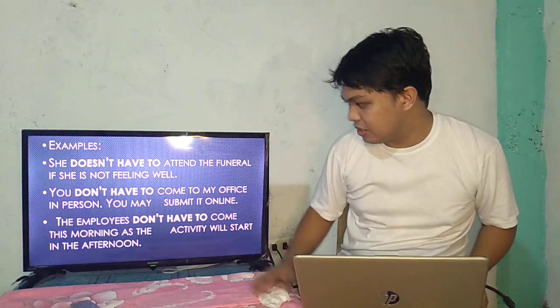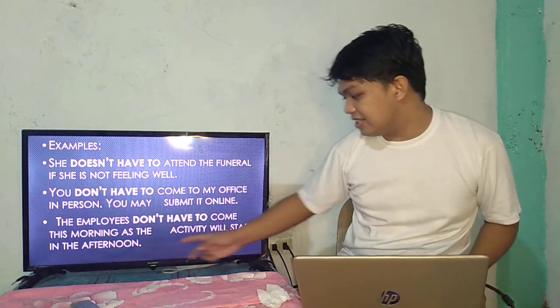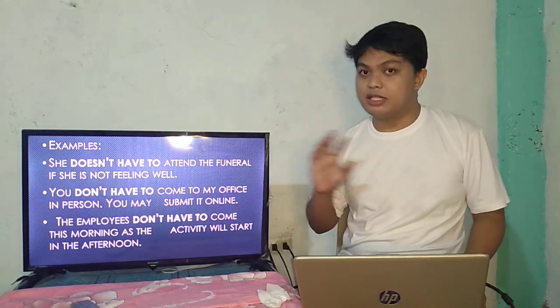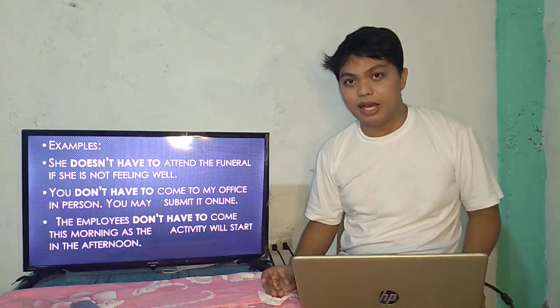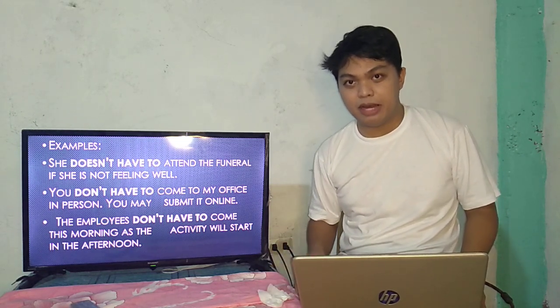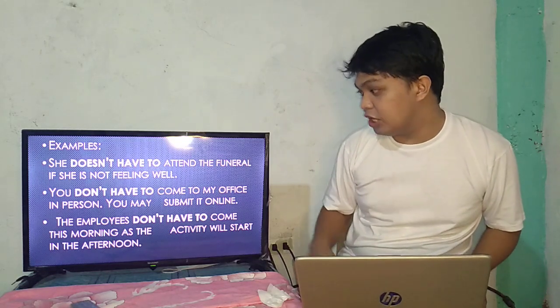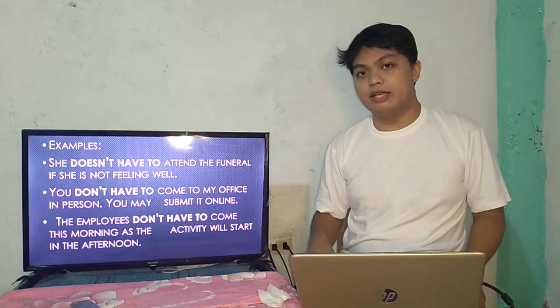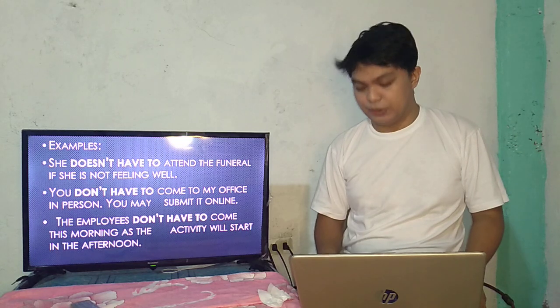The next one is, the employees don't have to come in the morning as the activity will start in the afternoon. So, it is a simple logic. So, bakit ka naman papasok ng sobrang aga kung sa hapon naman pala mag-start ang inyong meeting, or in the afternoon sa hapon pa lang mag-start ang activity na kailangan ninyo.